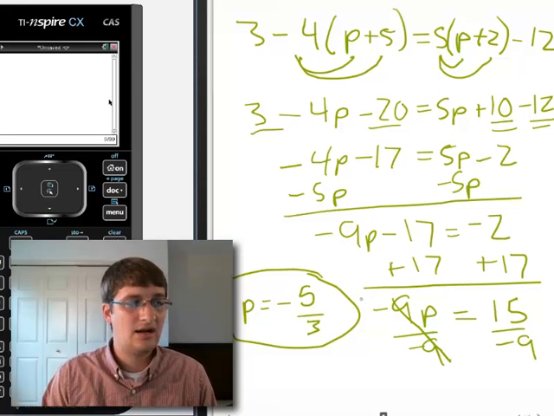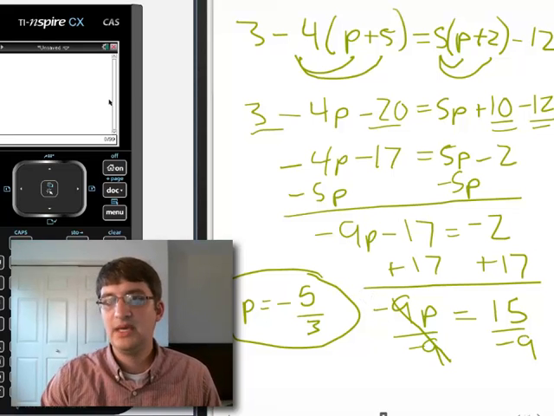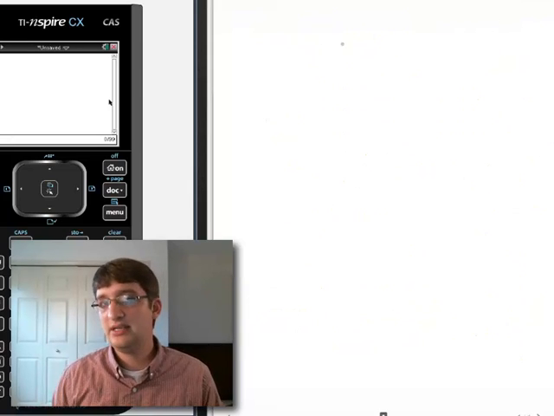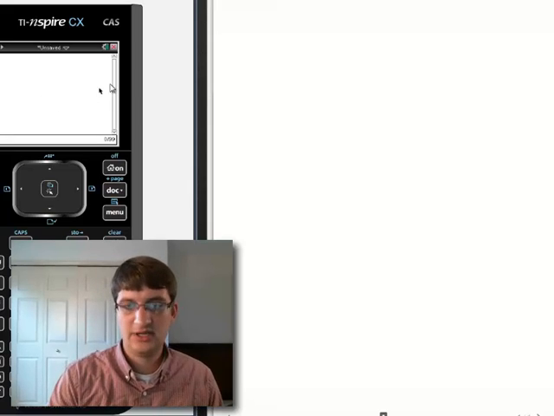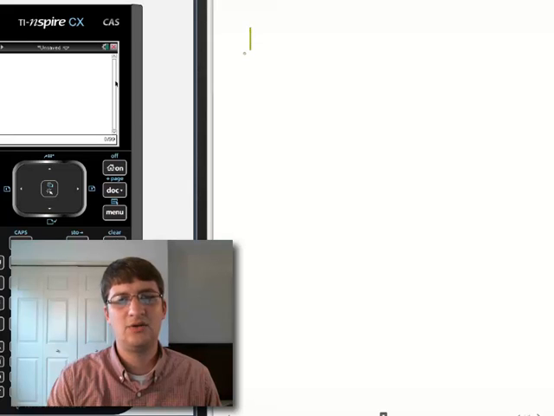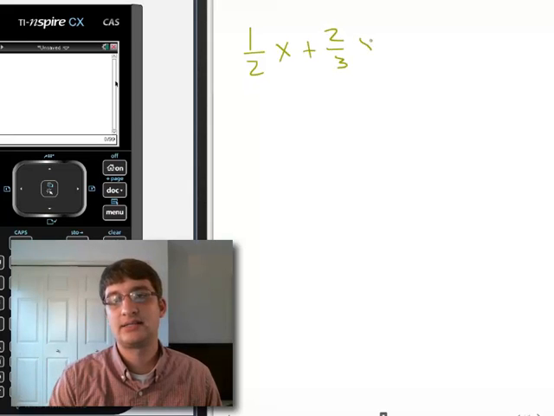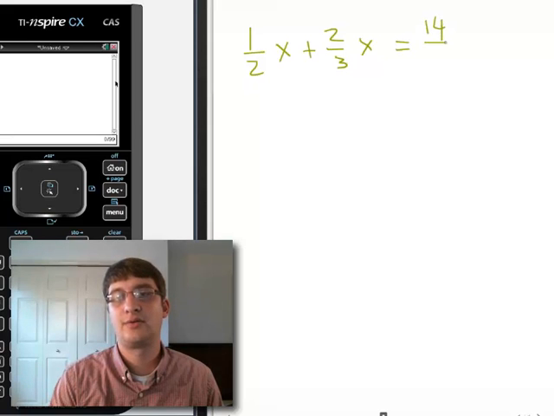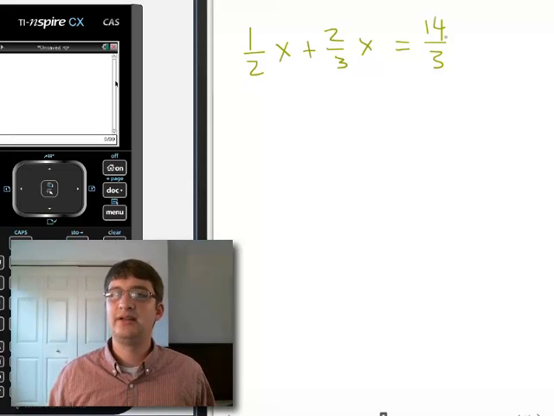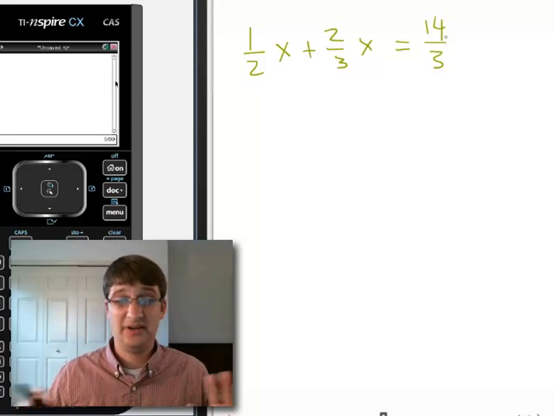Okay. Let's try one more. The next one, we are going to be dealing with some fractions in the equation, and I will tell you a quick little rule you can use to get rid of fractions to make your equations a little easier to solve. So I have 1/2 x plus 2/3 x equals 14 over 3. When you're doing these problems, it's really important to get rid of these denominators, or get rid of the fractions altogether.